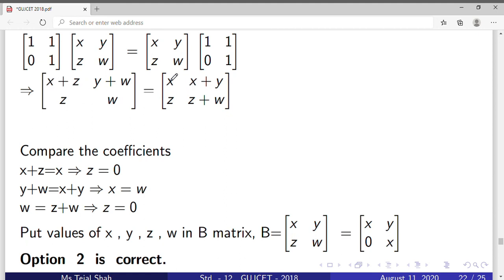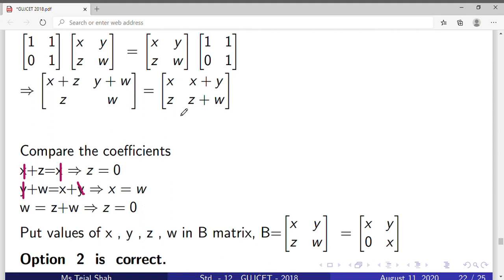So here X plus Z is equal to X, Y plus W equal to X plus Y, Z equal to Z and W equal to Z plus W. So now use the concept of equality and find the value of X, Y, Z and W. Now compare the coefficients. Compare first, X plus Z equal to X. So here X cancels out, so Z equal to 0. After that, Y plus W equal to X plus Y. From this Y cancels out. So here we get W equal to X, or X equal to W.